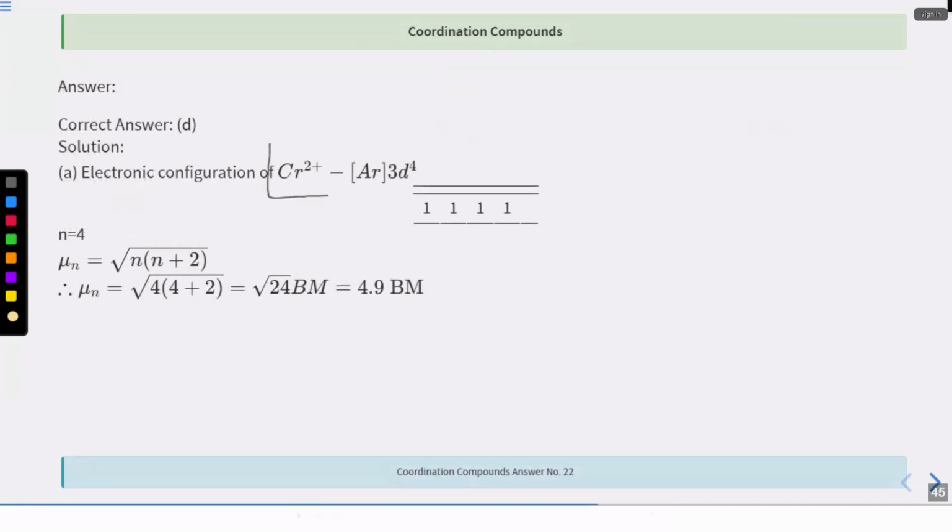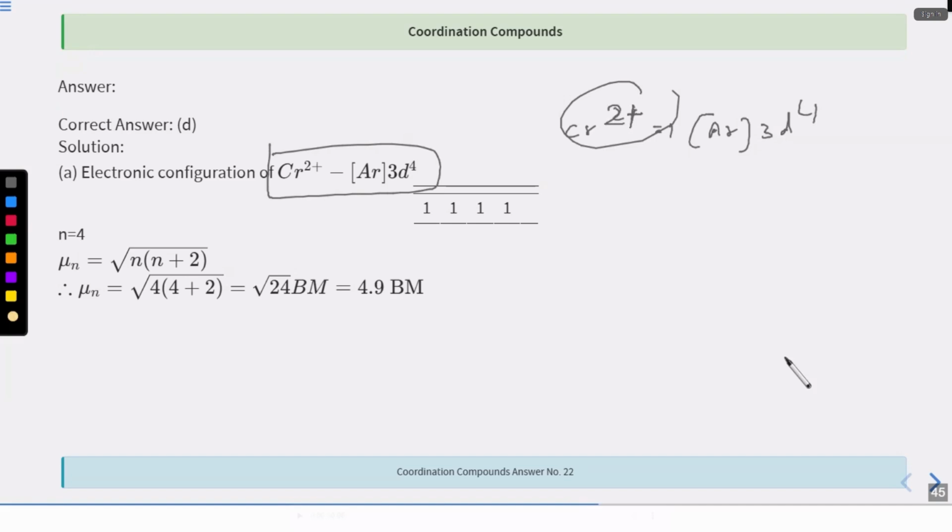We just need to write the electronic configuration of Cr2 plus. So the Cr2 plus electronic configuration is given by argon, which is the nearest noble gas before this chromium. The noble gas which we get is argon. So we write it like this, and then 3d4, which is chromium 2 plus. Okay. So argon 3d4.